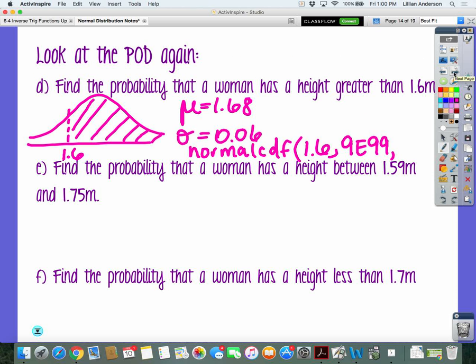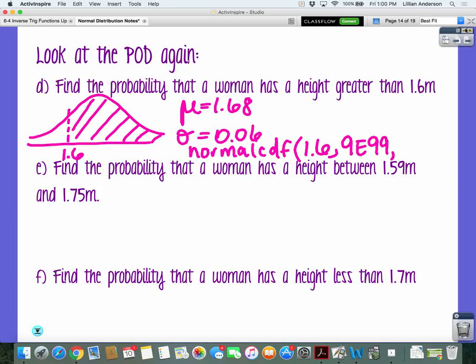So why would you not use 1.86? Because there are other numbers after this, because it's getting really, really small. So we want to try to get a super, super big number so that it takes into account as much as we possibly can. Now you type the mean, which is 1.68, comma, and then you type the standard deviation, and then you close off the parenthesis and click enter.